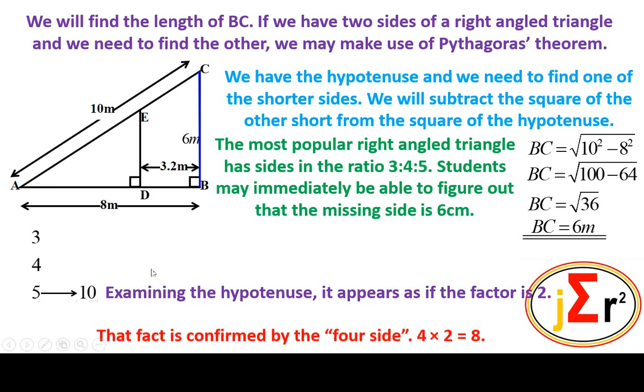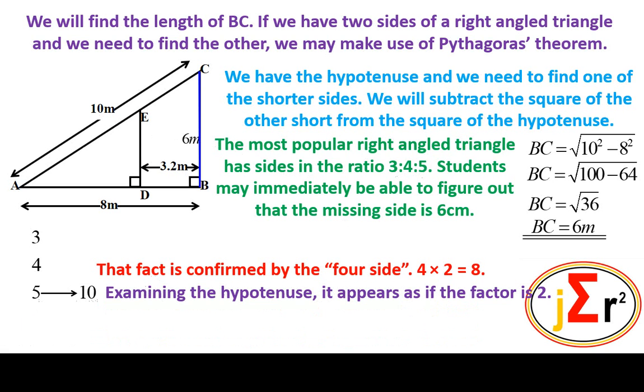Then we'll take another side. That fact is confirmed by the 4 side. So we have the 4 side, which we imagine will be 8 meters. That is, 4 in the ratio is represented by the 8 meter side. There's no difficulty seeing that 4 times 2 is 8, and we already made a guess that the factor would have been 2 from the fact that the 5 side is 10. 5 times 2 is 10, and we are confirming that with the 4 side, which is 8 meters.